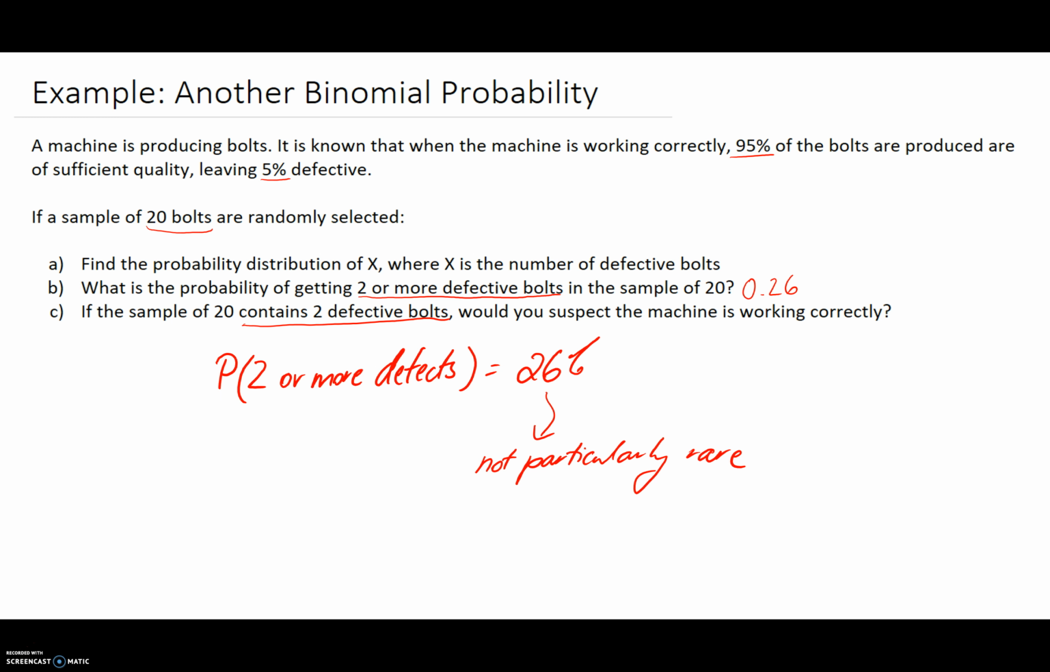We could contrast this against a hypothetical example. If the probability of us getting 2 or more defects was a really, really small number, say 1%, then I would probably conclude something slightly different, because that would be quite a rare event. In which case you probably do have sufficient evidence to say that the machine is not working particularly well. So that's pretty much all there is for this question, and I'll see you in another video.